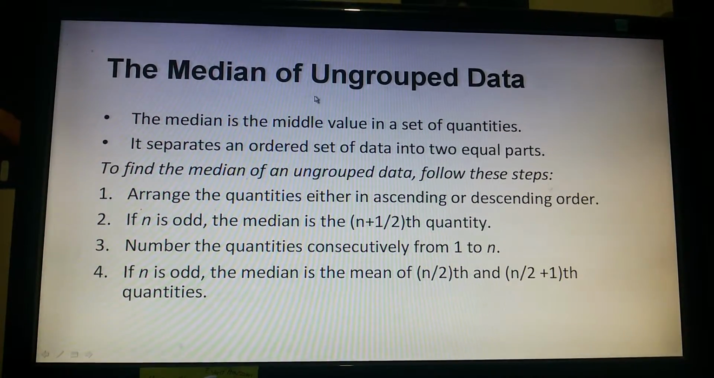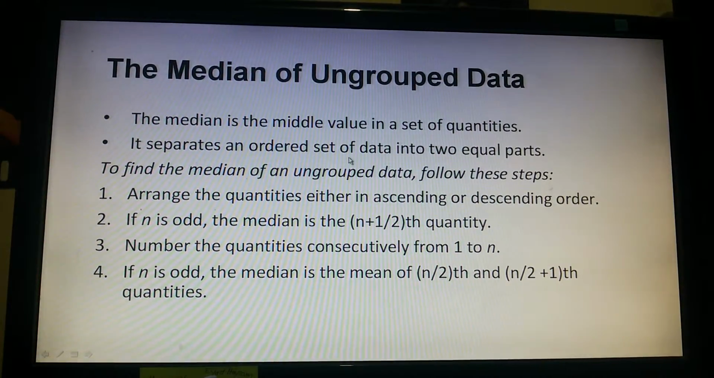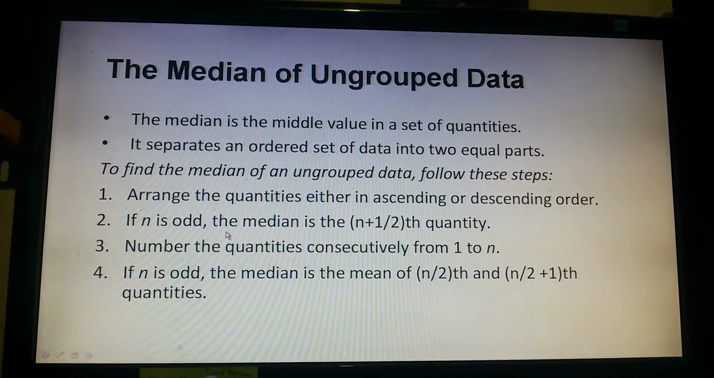Next we have the median of ungrouped data. The median is the middle value in a set of quantities or in a set of given scores. It separates an ordered set of data into two equal parts, since it's median, middle. To find the median of ungrouped data, follow these steps. First, arrange the quantities either in ascending or descending order.